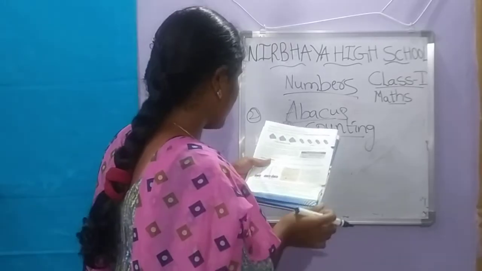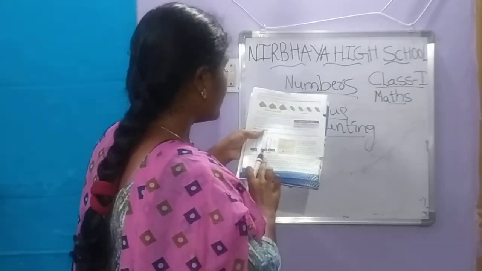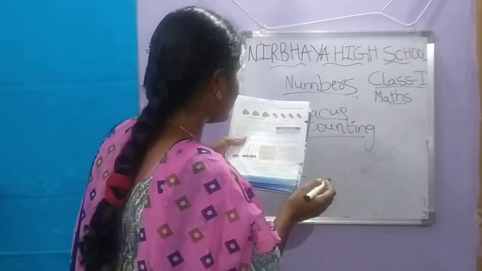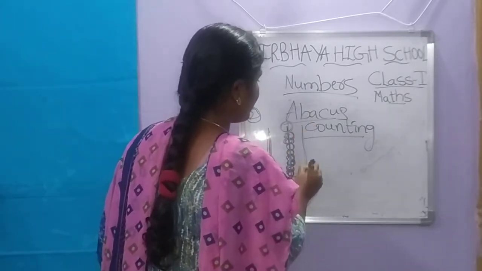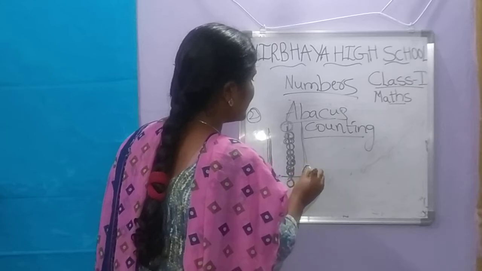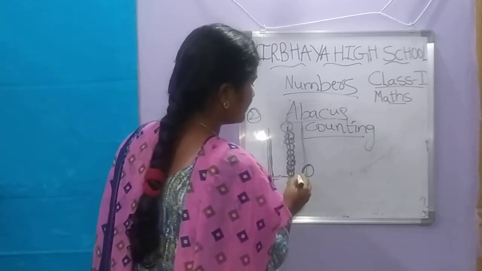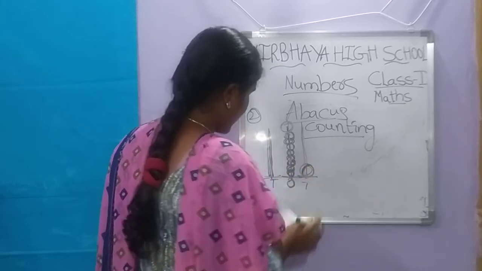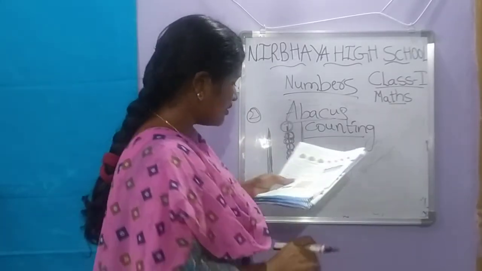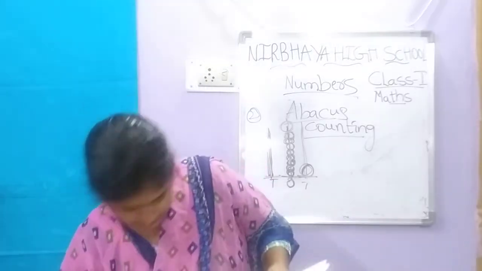And next one you see, figure B. To show the number 10, we remove all the blue beads. For example, if you want to show the number 10, we remove all the beads and create one green bead. So this is the tens place. Like that we have to show.